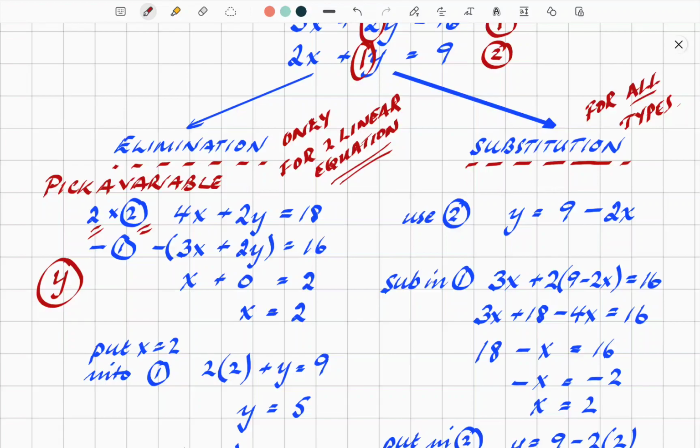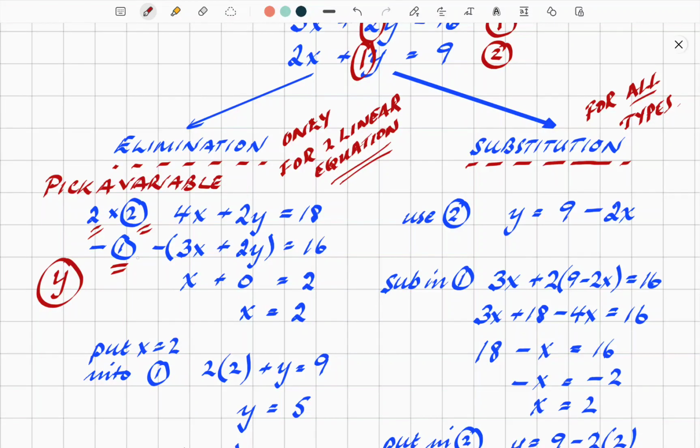So what I then do is subtract equation 1 from equation 2. Nothing too technical in all this. Simply that you've now got 2y in both equations. Take one equation away from the other. It's as simple as that.